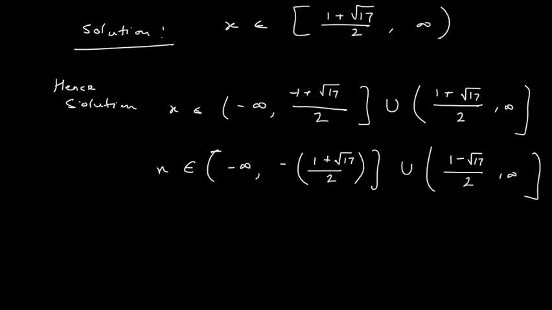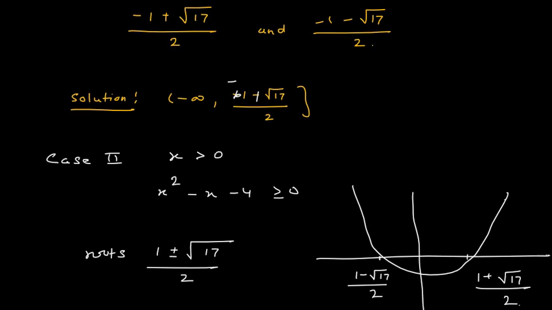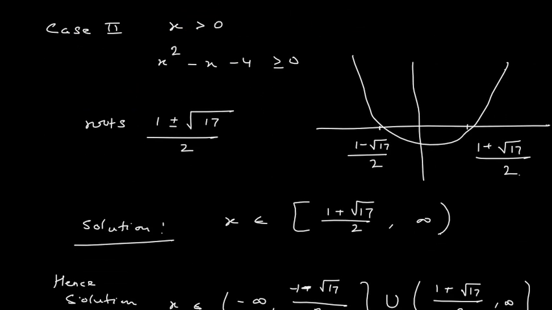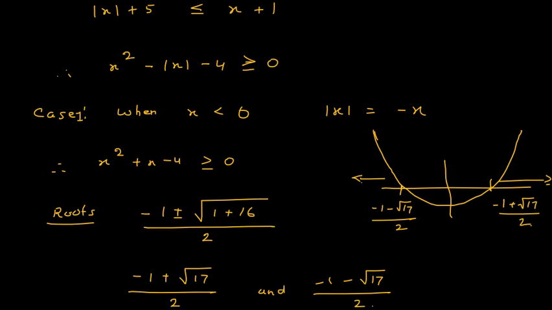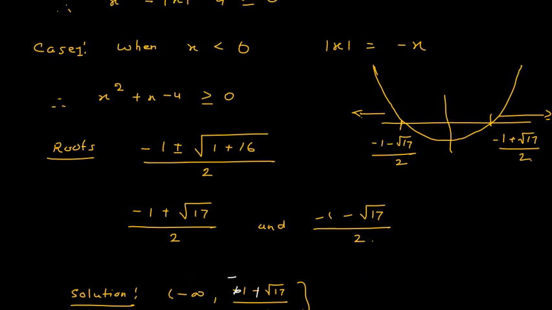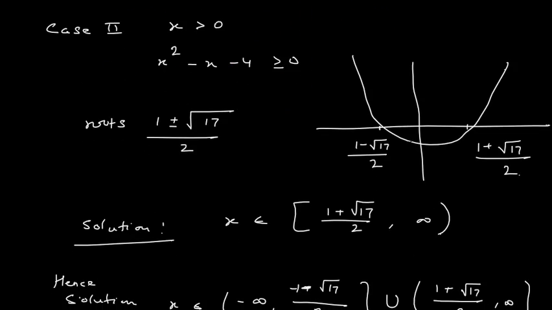So this will be plus. Okay, here it should be minus. Both terms should be negative. But this case is for x greater than 0. When x is negative, it is -1 minus root 17 divided by 2.